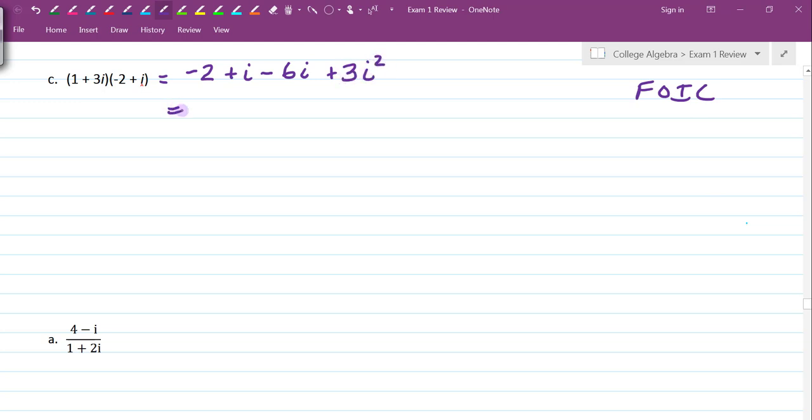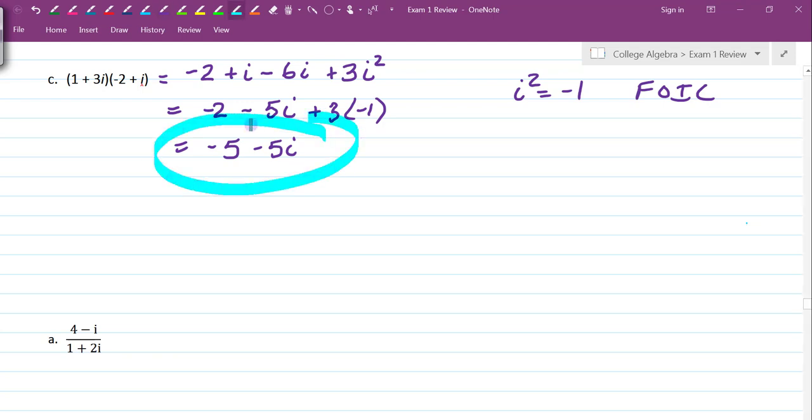Now, let's combine like terms and do some substitution. So I have negative 2, and that's nothing else. Now I have a positive i minus 6i, so that's minus 5i. And right over here, we have plus 3. Remember that i squared is equal to negative 1. So this is going to be multiplied by negative 1. So now we'll combine like terms. So negative 1 times 3 gives me a negative 3. Negative 3 plus negative 2 is negative 5 minus 5i. And that is my answer for part C.